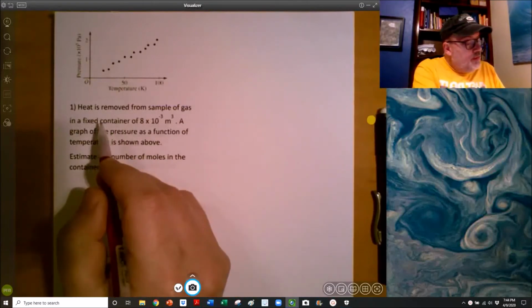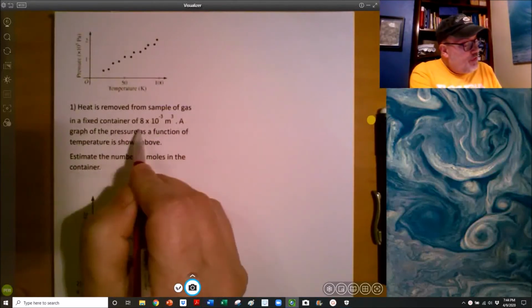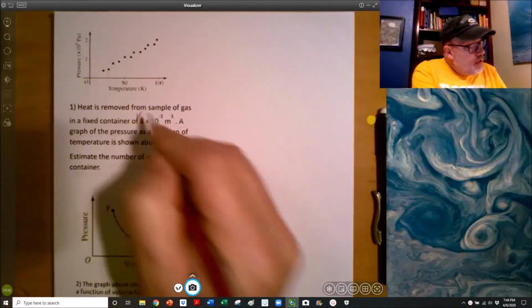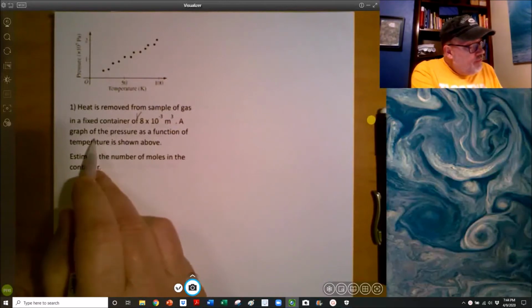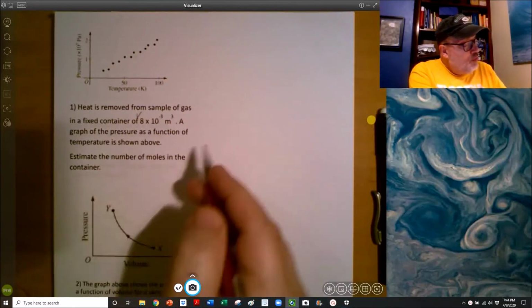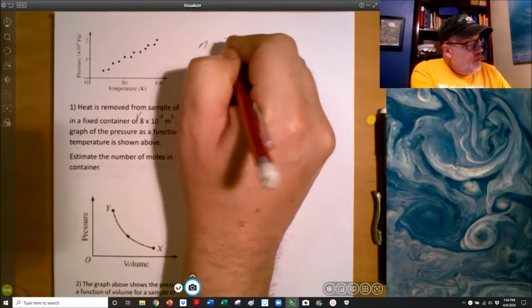So in our first problem, heat is removed from the sample of gas in the fixed container. There's our volume, so there's V. A graph of the pressure as a function of temperature is shown above. Estimate the number of moles. We're looking for N. What is that?